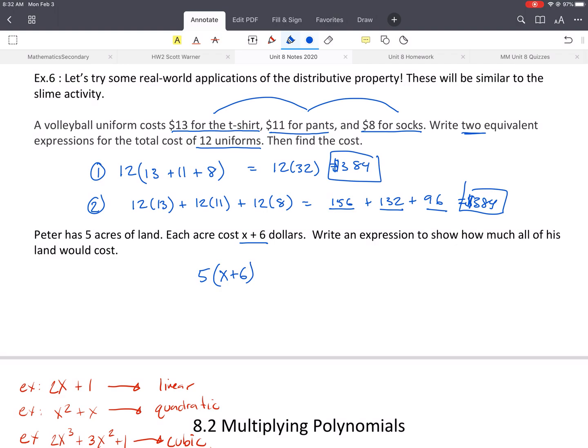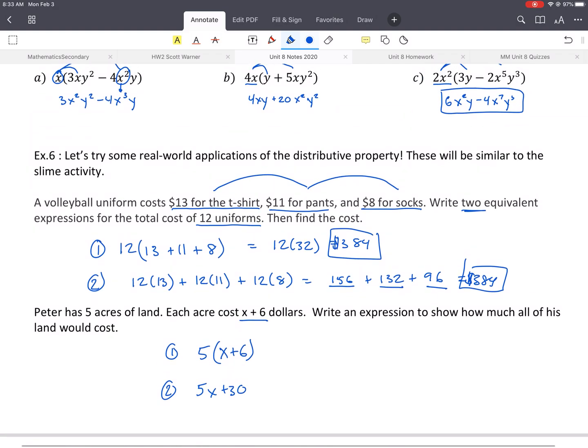Okay? You could also write another expression if you wanted to. It doesn't ask for it, but you could do it by distributing. You could do 5x plus 30. That would be another equivalent expression. Here we can't solve for the cost because we don't know what x is equal to. All right, if you have any questions, let me know, and we'll see you in class.